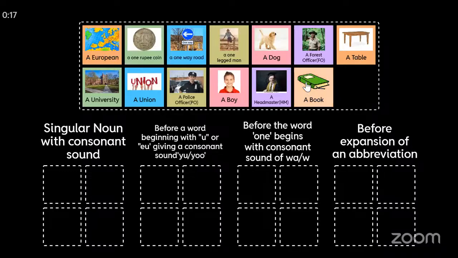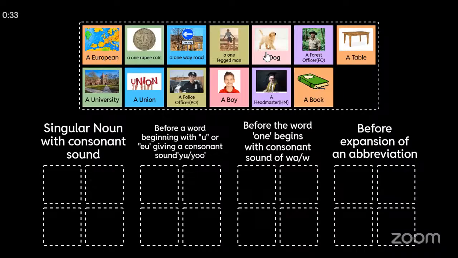So we were looking at articles and we have three articles: a, an, and the. Definite article is the, indefinite articles we say a and an. So when do we use this article a? Singular noun with a consonant sound.